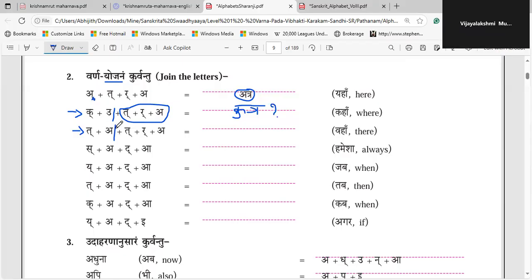See, when you are given a word like tatra, split it wherever you have swaras. Ta plus a, ta complete. Now again, ta plus ra plus a, we know is tra. So tatra. So kutra, it can be tatra also, it can be atra also. Tatra means there. Kutra means where, I'm asking. Atra means the answer is here.